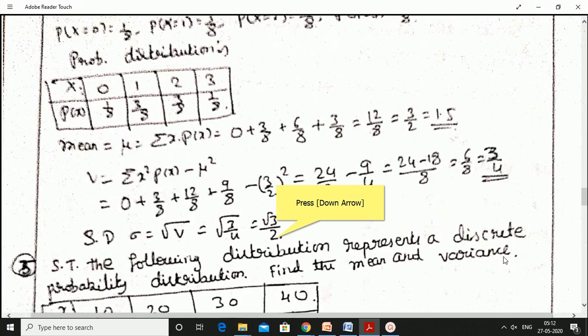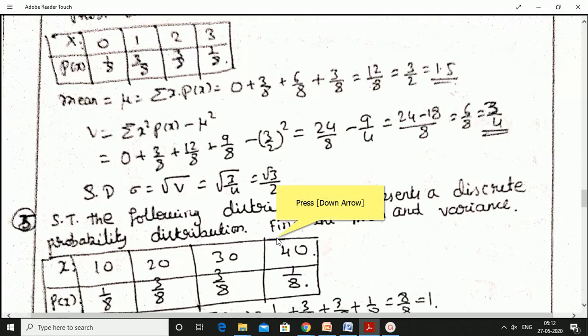And standard deviation sigma is equal to square root of variance. Square root of 3 by 4, nothing but root 3 by 2. If you want, you can also write the answer in decimal values.